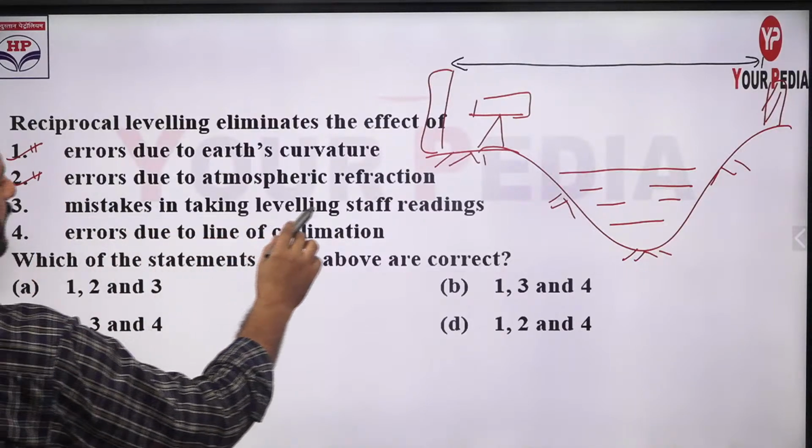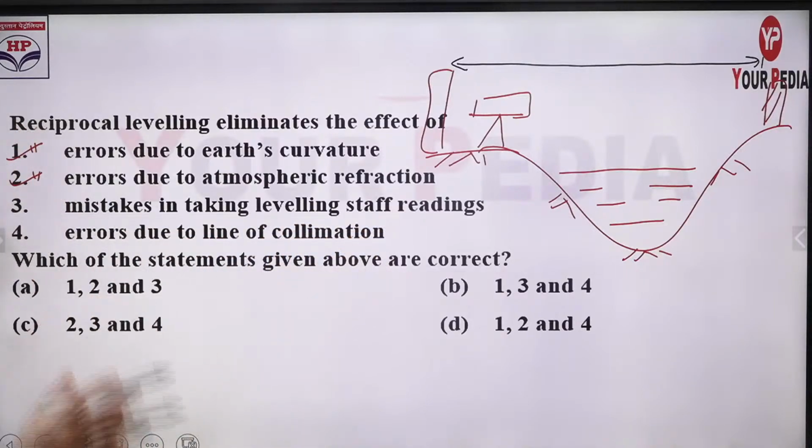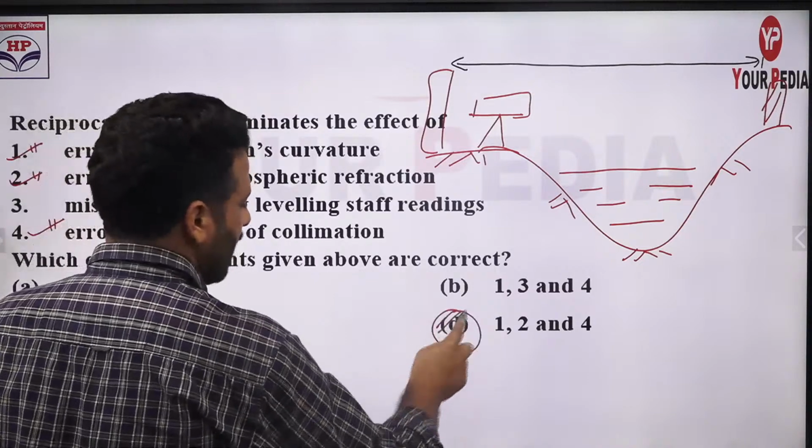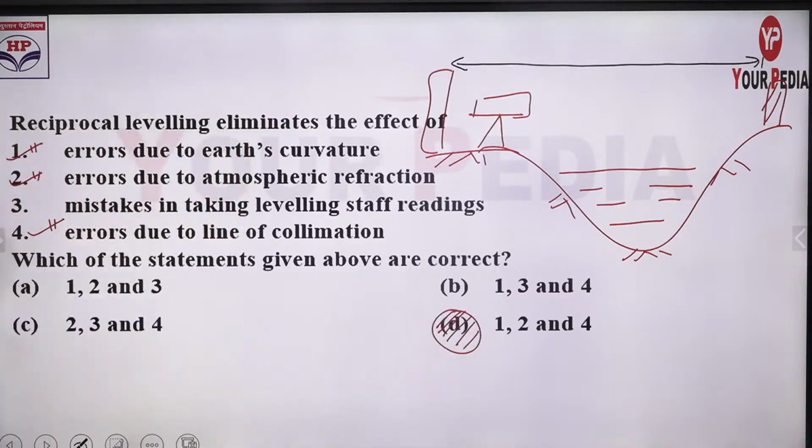Mistake in taking leveling staff reading, no, how can we? This is a personal error. Error due to line of collimation, yes, we can also eliminate this one. So 1, 2, 4 we can eliminate by reciprocal leveling. Option D will be the answer, not C. 1, 2 and 4. Okay, so is it okay? So I think this is okay, so let's proceed ahead.